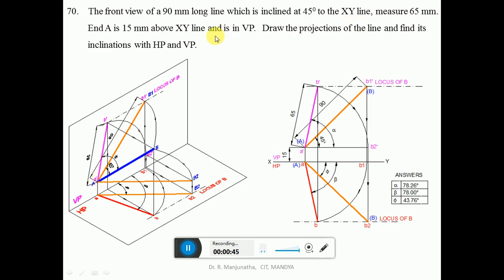And it is in VP. So when you look from the top view, it is on the vertical plane, so obviously that image will be seen on the horizontal plane. So we mark this point as small a.